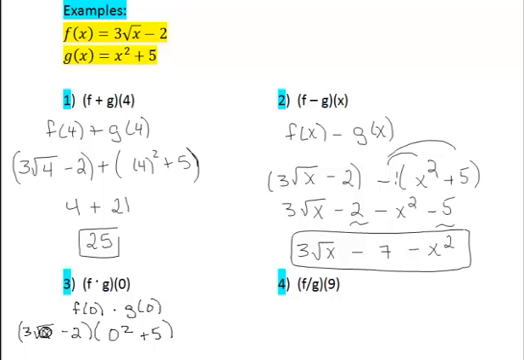Well, what's the square root of 0? Well, 0. 0 times 3 is 0, and 0 minus 2 is negative 2. So we're going to multiply this by 0 squared is 0, and 0 plus 5 is 5. Negative 2 times 5 is negative 10.